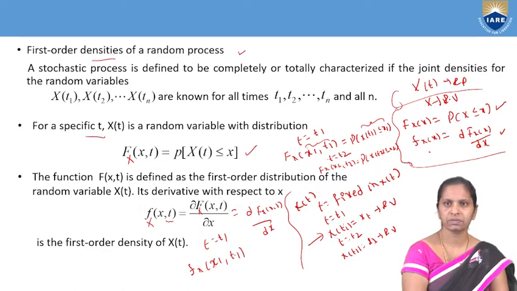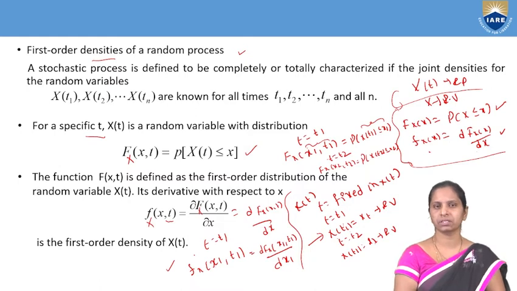So fX of x1 comma t1 is equal to what? See here, dFX at t equals t1 can be represented by fX of x1 comma t1. So x1 comma t1. If t equals t1, it becomes x1. So x1 comma t1 by dx1 at t equals t1. X is becoming x1 here, the random variable x1. So this is the first order density function of the random process X of t.